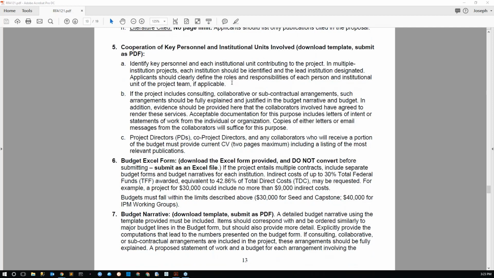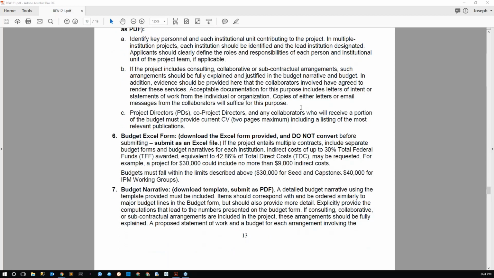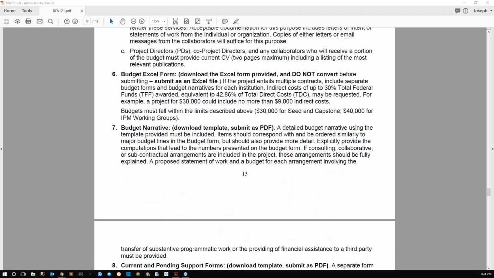The other forms you're filling out are additional ones you are downloading from that page I showed you originally. Cooperation of key personnel and institutional units involved. It's a template. You download it, fill it out. The budget, which is in an Excel form, remembering that there are 30% indirects that are allowed on these projects.